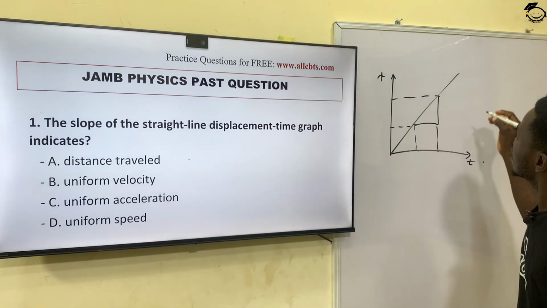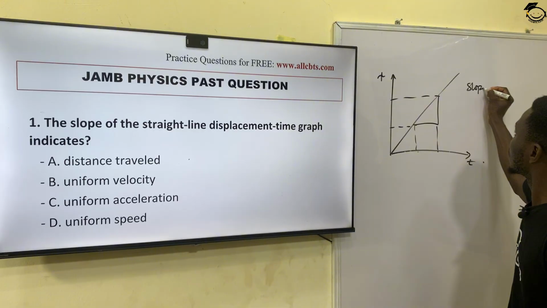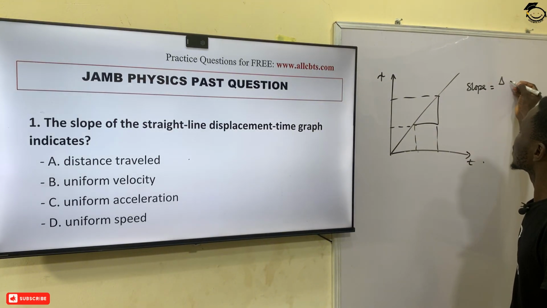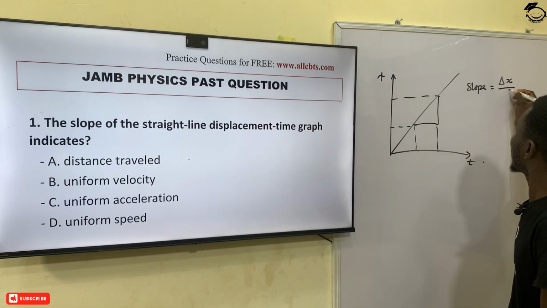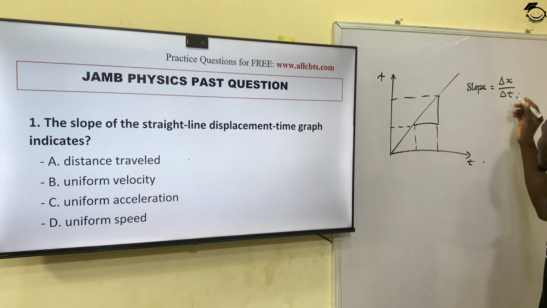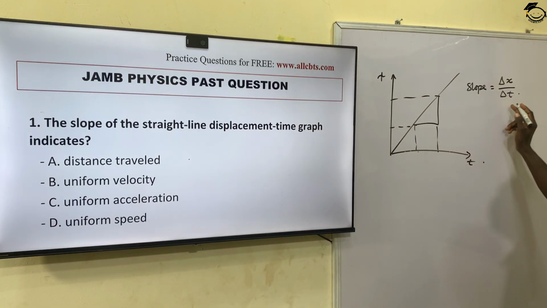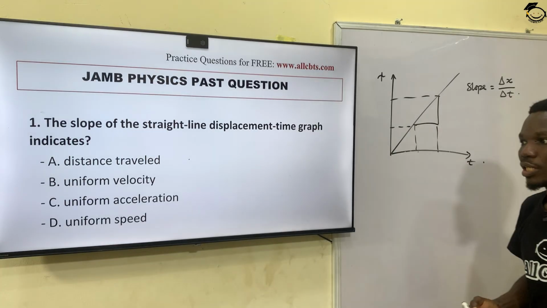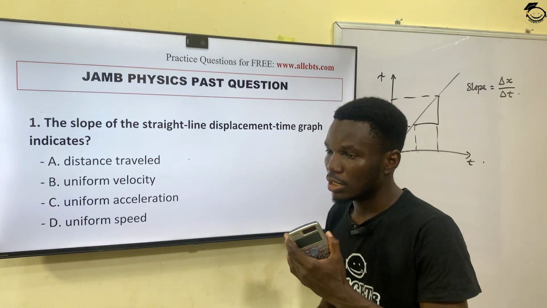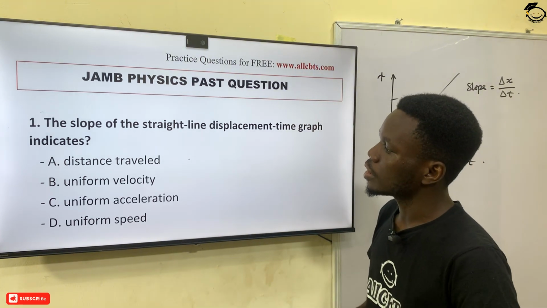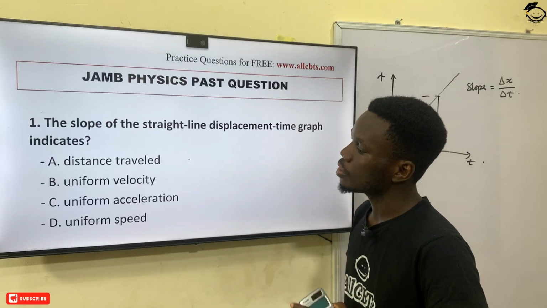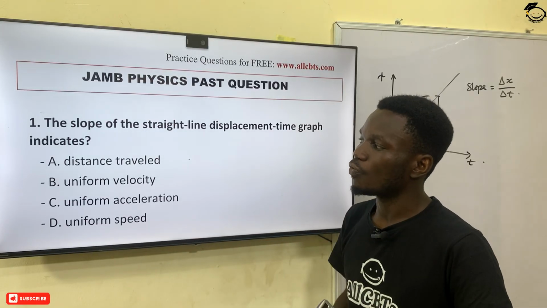And we know that slope is always equal to change in the vertical axis, in this case displacement, over change in time. So they're asking us, what is displacement over time? And option A says it is distance traveled. Option B says it is uniform velocity. Option C says it is uniform acceleration. Option D says it is uniform speed.